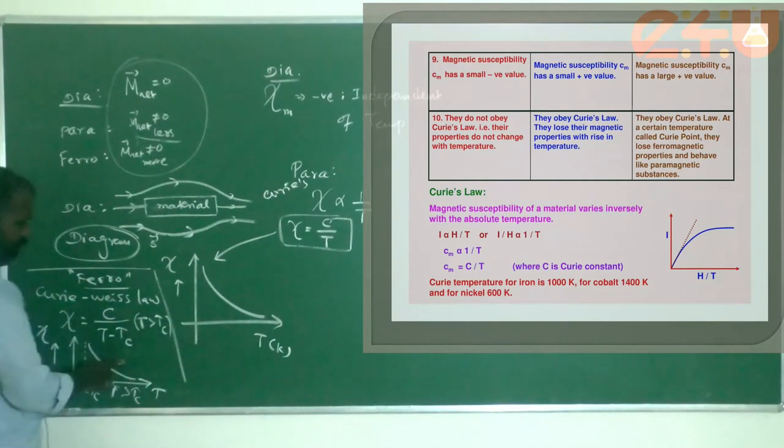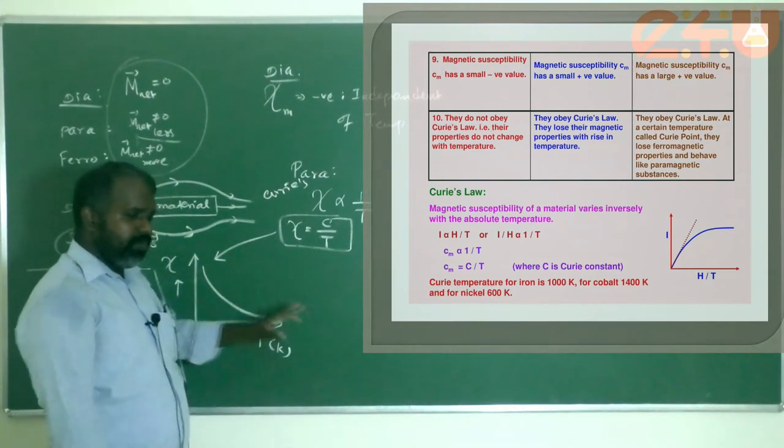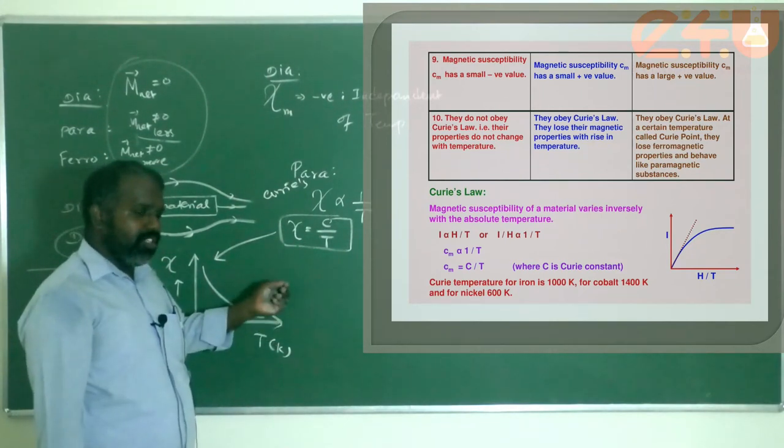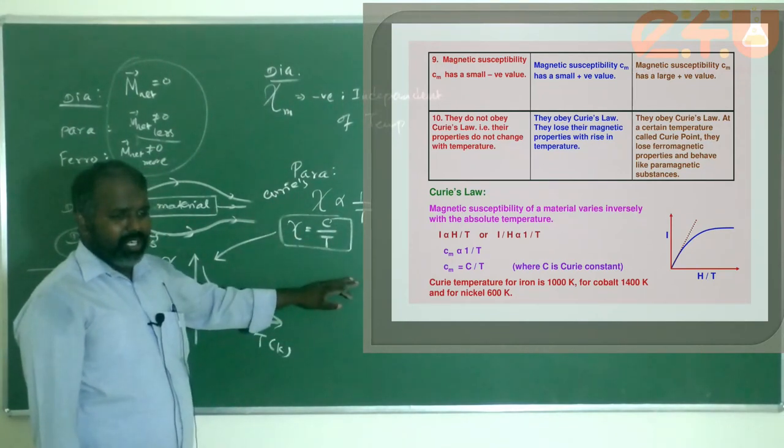We know that for a paramagnetic material, chi varies with respect to what, children? Temperature. So this is the explanation about the properties of magnetic material, students.